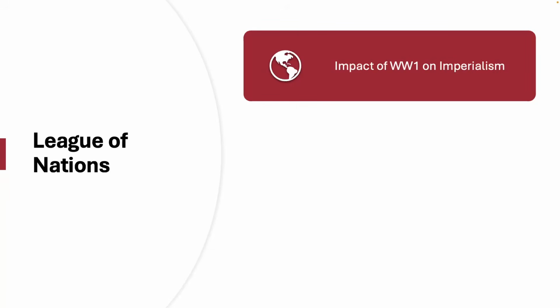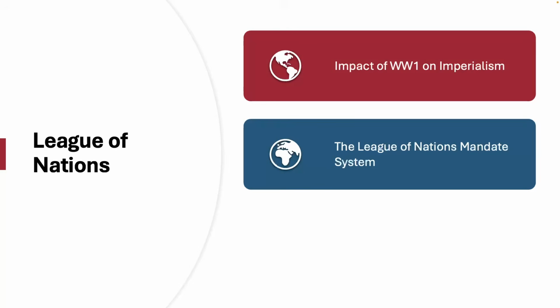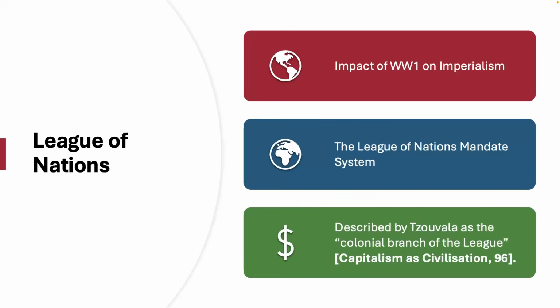Surely the most progressive and the most in line with Woodrow Wilson's principle of self-determination would be the decolonization of these regions, the granting of independence to these former imperial subjects. Well, the reality was not as such. Instead, the solution was a sort of soft colonialism. This is known as the League of Nations mandate system, and has been described by Suvala specifically as the, quote, colonial branch of the League.